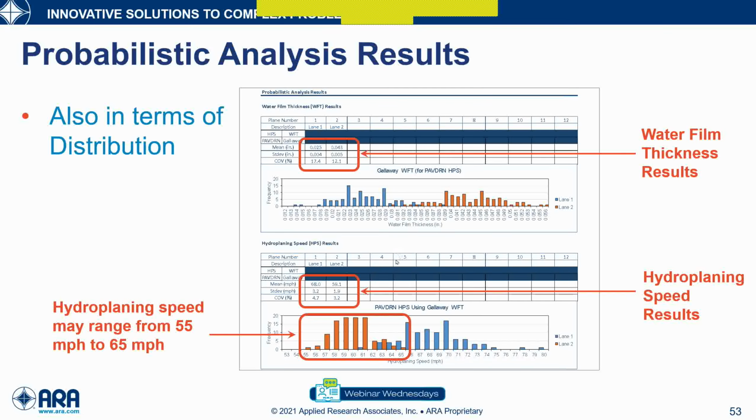So this slide shows a sample output screen for the probabilistic analysis. And in this example, you can see here for the lane 2, which is depicted by the orange bars, we can say that the predicted hydroplaning speed is going to be around 59 or 60 miles per hour on average, but it could be as low as 55 miles per hour and as high as 65 miles per hour.